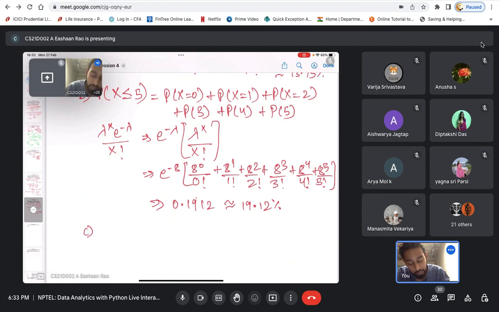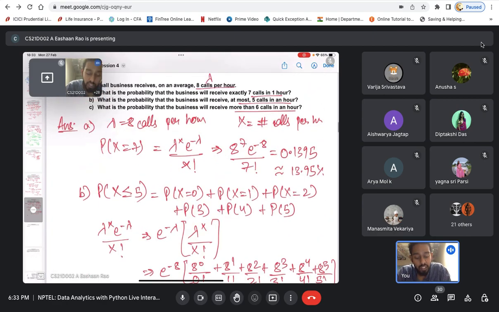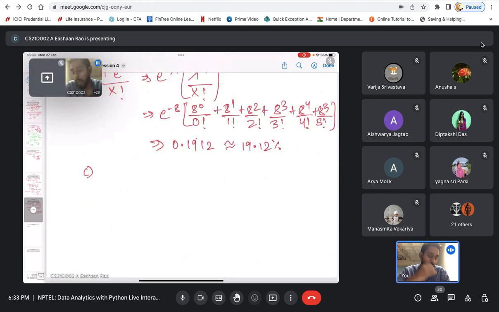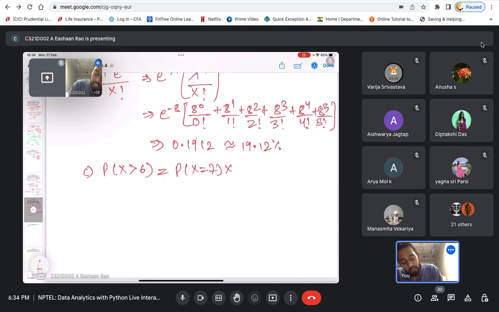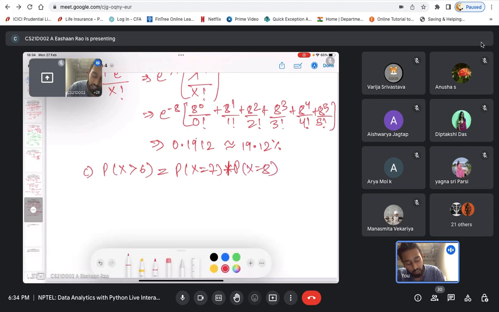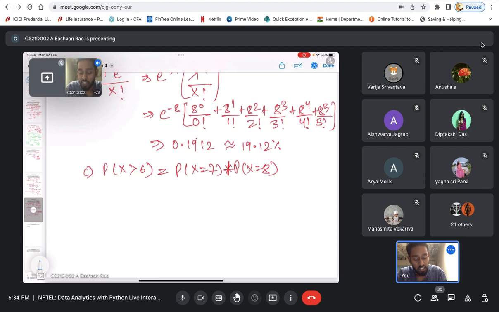Third scenario is, what is the probability that the business will receive more than 6 calls in an hour? In this case, if we go by binomial distribution or something like that, people make the mistake of assuming that for x greater than 6 we have to find P(x=7) plus P(x=8), but this is actually wrong. We make this mistake because we assume that 8 is the maximum number of trials. But as we discussed earlier, Poisson distribution doesn't have an upper bound, so we can't calculate like this.